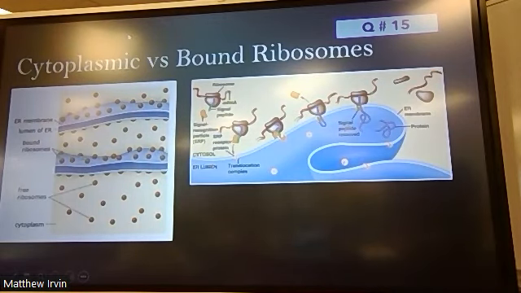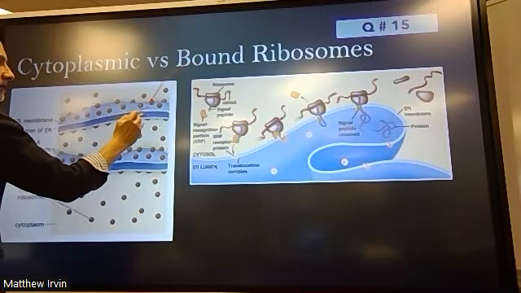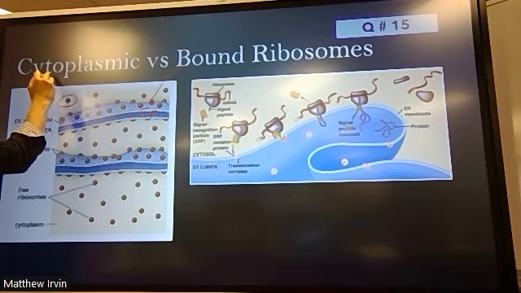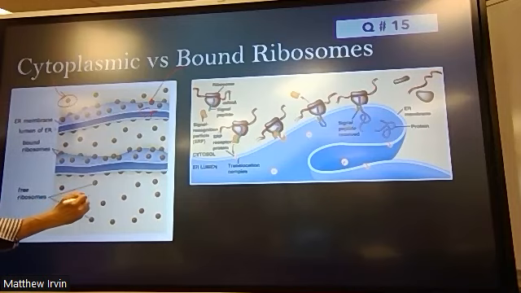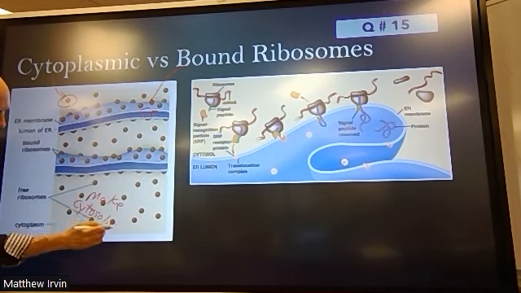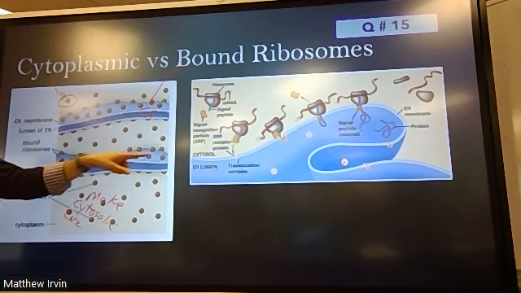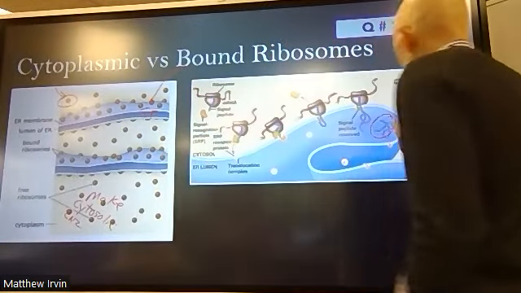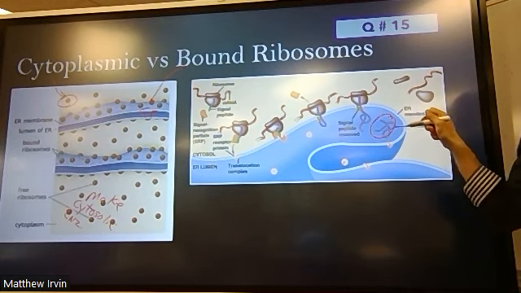Cytoplasmic versus bound ribosomes. Bound ribosomes are attached to the ER. Non-bound or cytoplasmic ribosomes are the ones floating in the cytoplasm. What's important, these free ribosomes make cytosolic enzymes and proteins, things like all of the enzymes that need to run glycolysis, like phosphofructokinase. The bound ribosomes make the proteins that are either going to be secreted from the cell or going to be attached to the cell membrane.